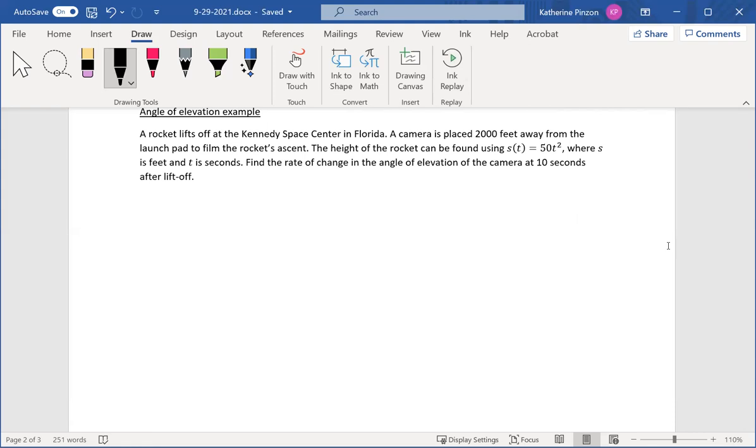Really? Okay, 2,000, that's almost half a mile away, right? That's too close to a rocket. With the propulsion in a rocket, it's the smoke and the heat that billows out. It's just going to get the camera. Fine. Okay, 20,000.